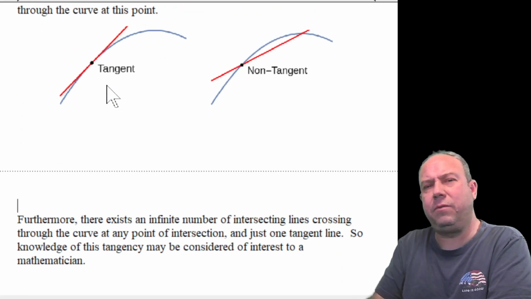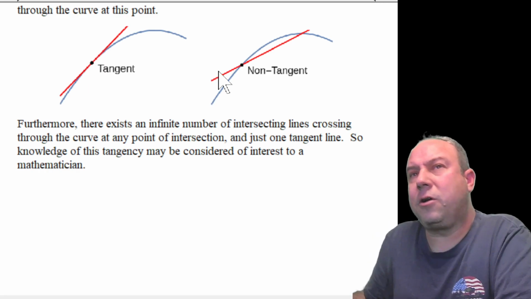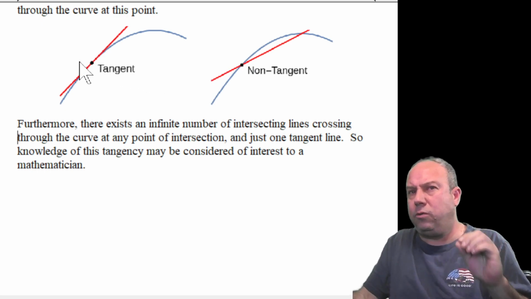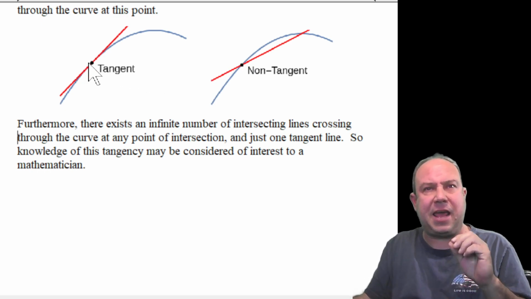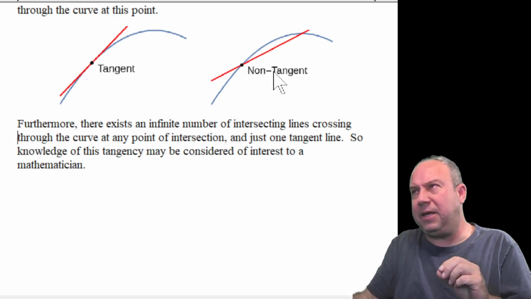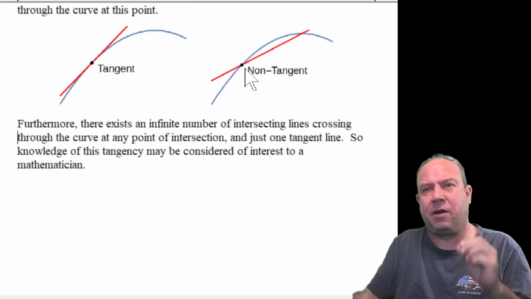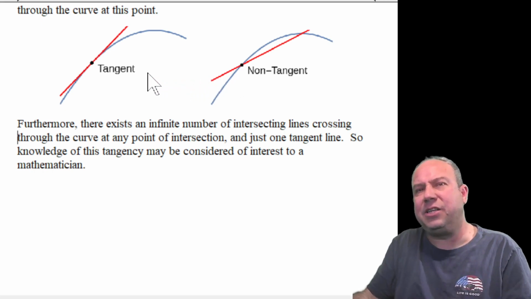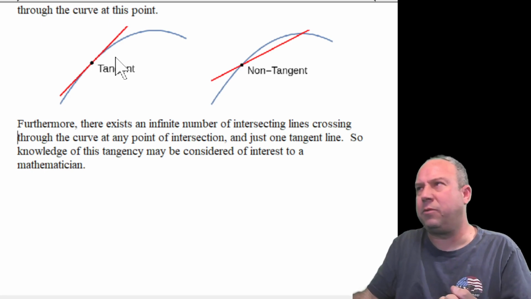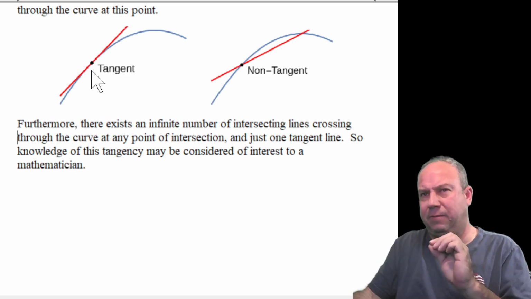Now, I do believe we do note that in terms of these behaviors at this point, there will always only be one tangent line at any point along a curve. Whereas there will always be an infinite number of non-tangent lines at a point along the curve. So having some knowledge of this tangency, right, is certainly important to us. This is one of the reasons why we study it. There's only one tangent line. What is it at this point, right?